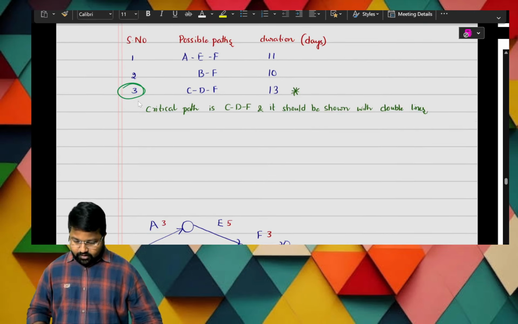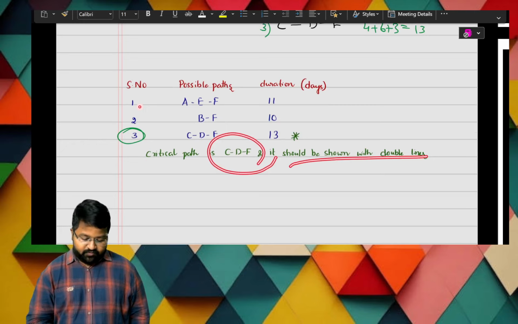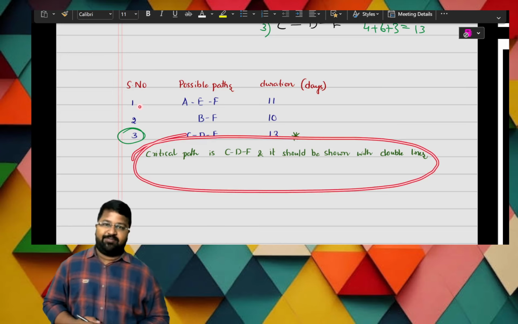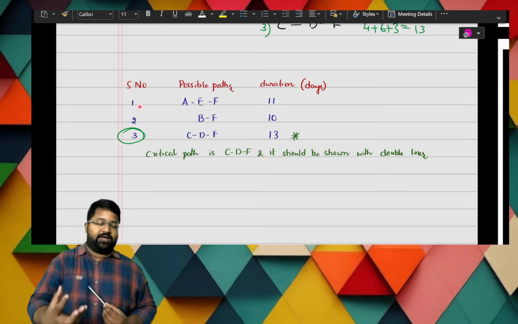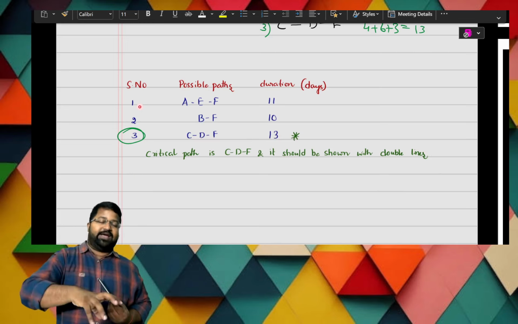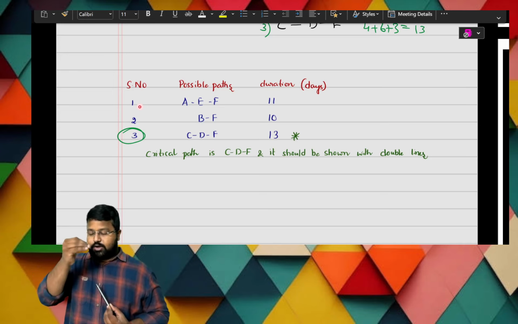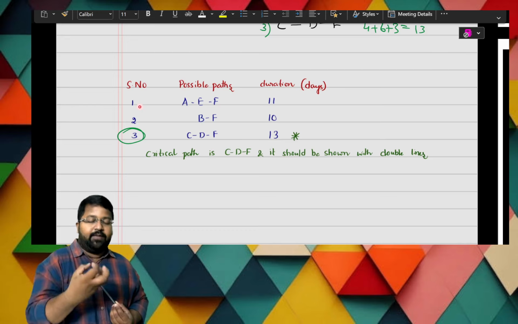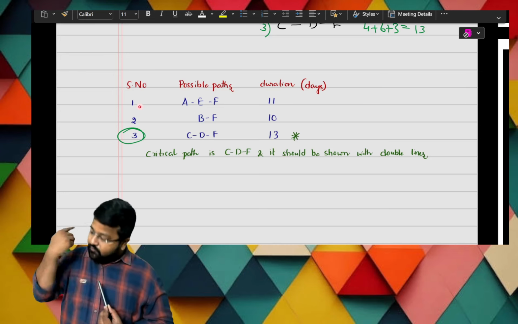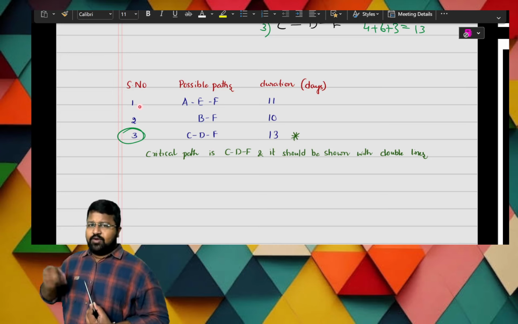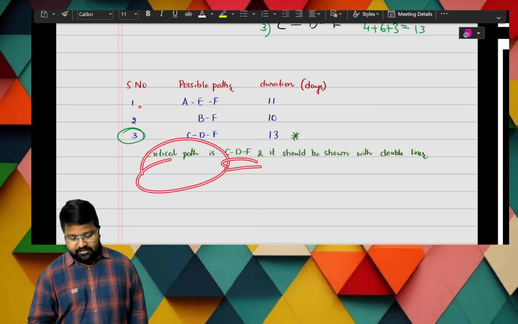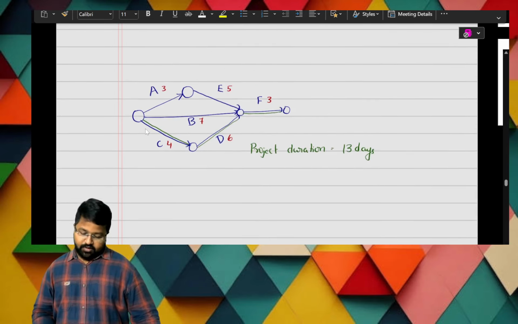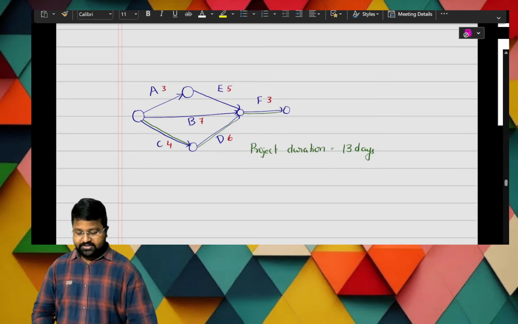Next, the critical path is C, E, D, F, and it should be shown with double lines. And if you write this sentence at the end, it will be very good. If they ask you to draw the diagram and identify the critical path, after drawing the diagram, you will identify the paths. What are the paths? 1, 2, 3. And you should identify the third path as it is more, and it takes more time. This will be the project duration, and that one will also be the critical path. So at the end, you write it in the form of a sentence: the critical path is C, E, D, F, and it should be shown in double lines. Okay. Next, in this way we will represent it. And so the project duration is 13 days.